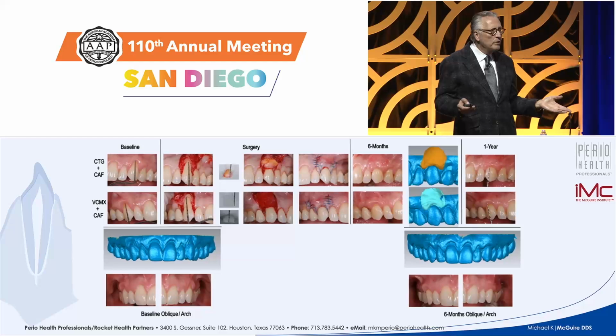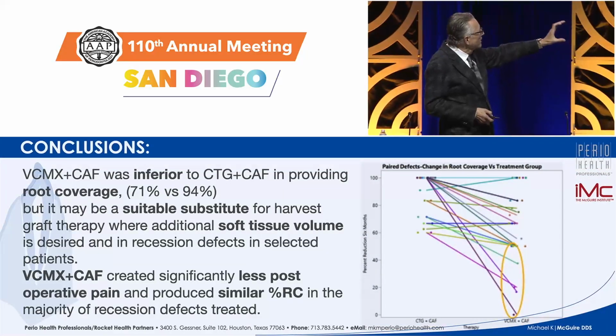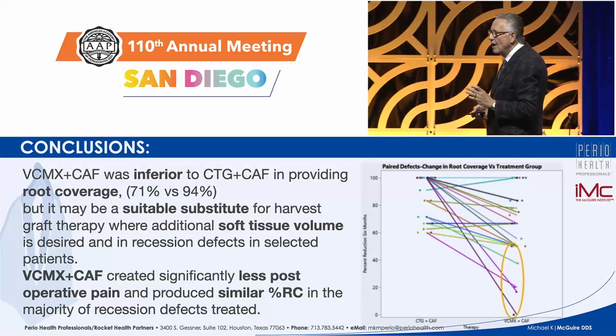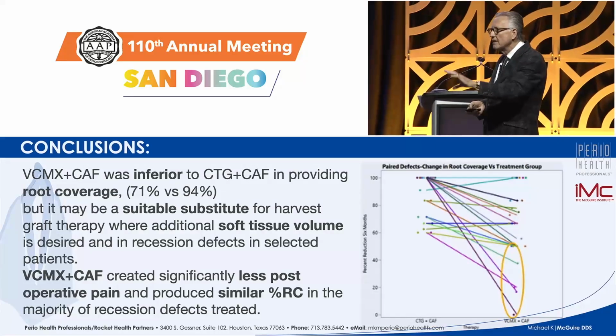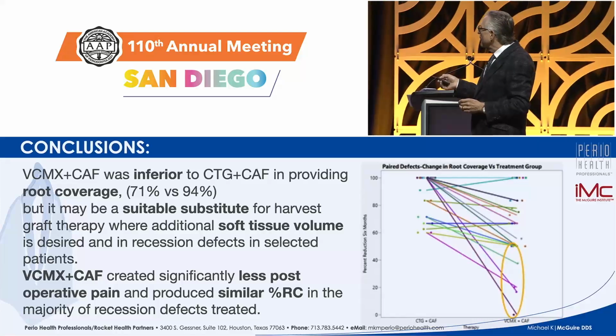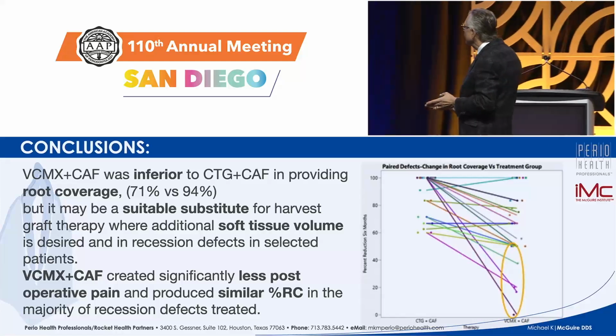Unfortunately, things don't always work as well. And so if you look at the plot here, you see that we put in the circle there, that about 17% of the patients didn't do as well. That dropped down the percent root coverage, and so in this RCT, the test was inferior to the control, the connective tissue graft, to the tune of about 71% versus 94% root coverage. However, if you're interested in increasing the soft tissue thickness, the volume-stable graft did a pretty good job.